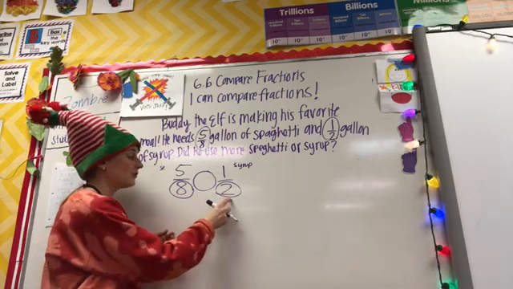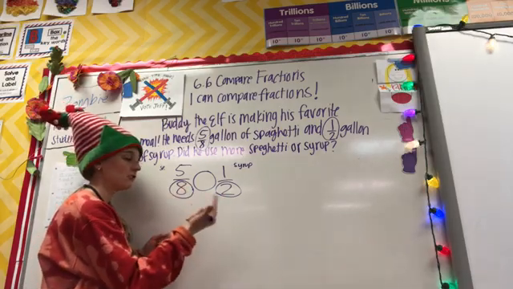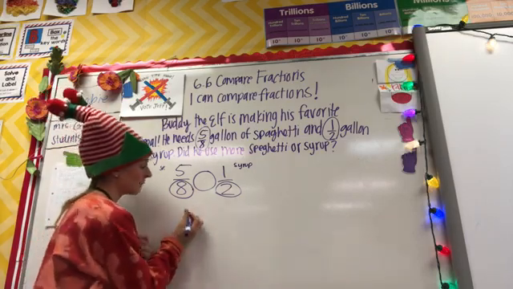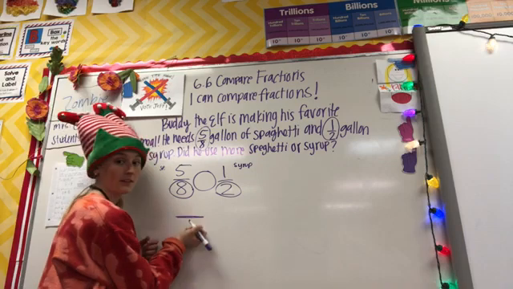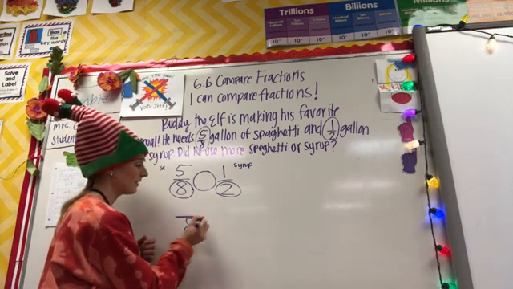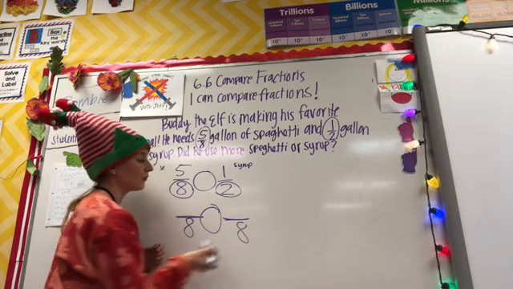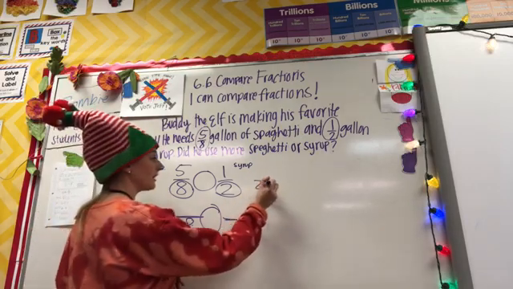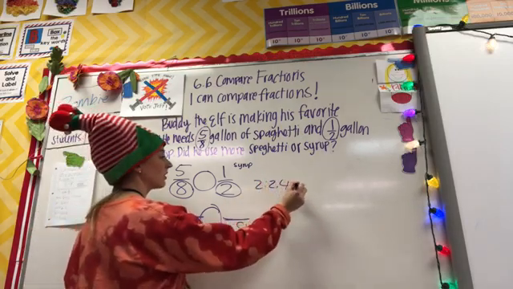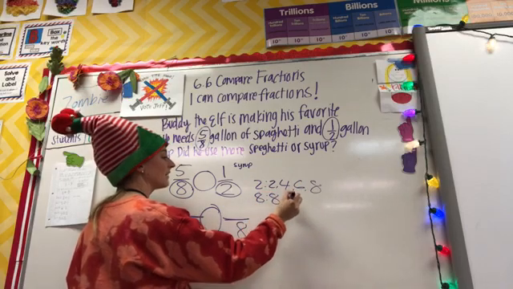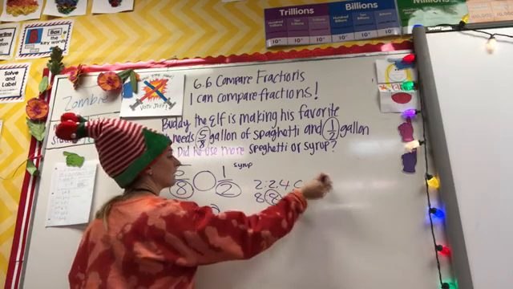So let's see. Can 2 go into 8? Well, 2, 4, 6, 8. It can. So 8 could be our common denominator. Let's put our 8 here, and we're going to put an 8 here. If you didn't know it was 8, you could have listed out 2, 4, 6, 8, and then listed the multiples of 8, 8, 16, and seen that 8 was common.